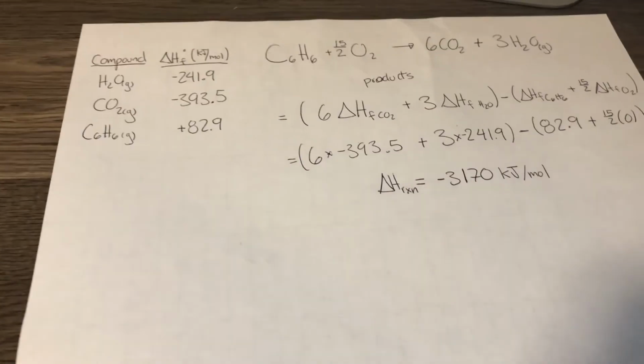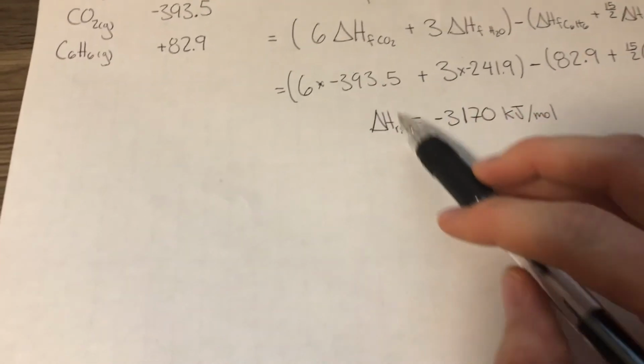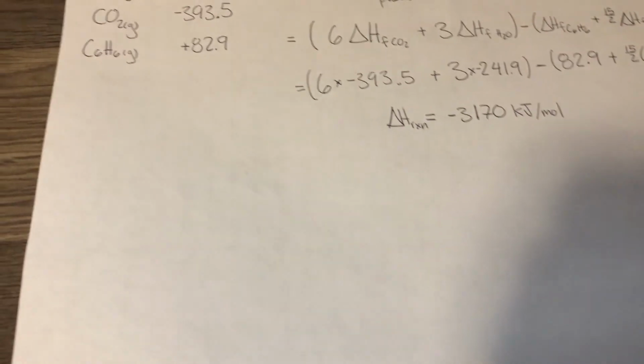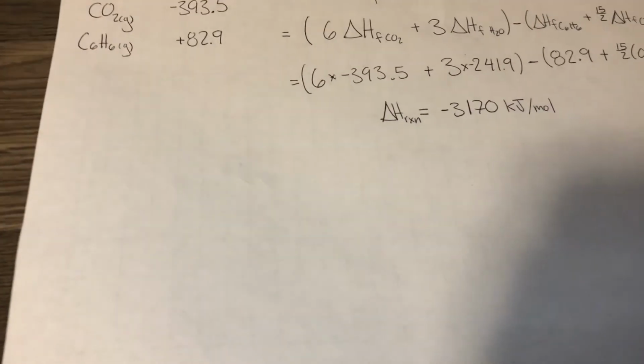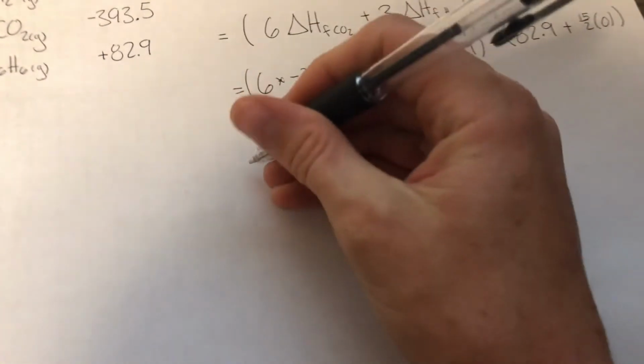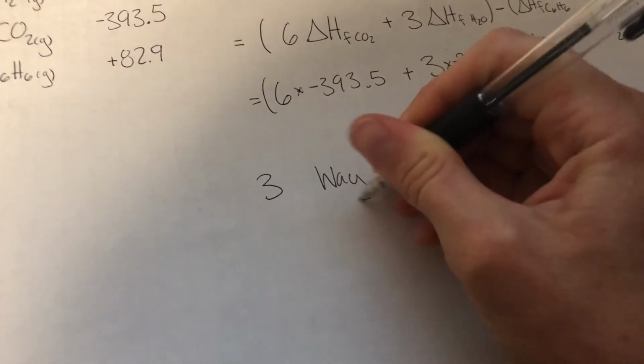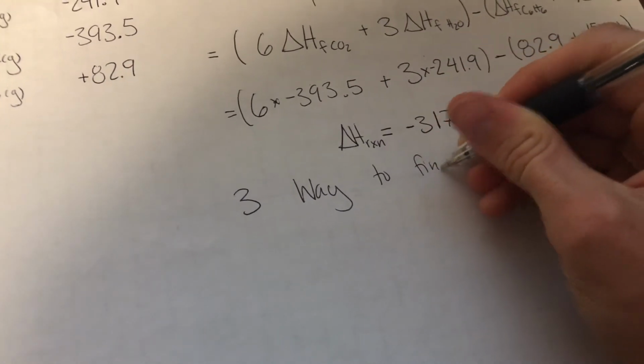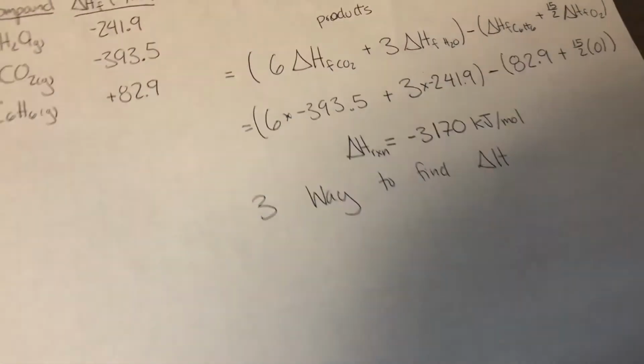So what I'd like you to do is flip your notes over, and let's just summarize real quick the 3 ways we just talked about for calculating delta H for the reaction. On the very back of your notes, it's just a blank piece of paper. So let's just do a quick summary of the 3 ways to find delta H. Okay?